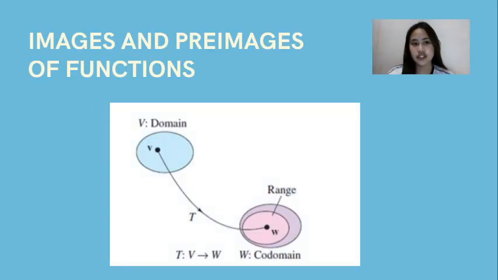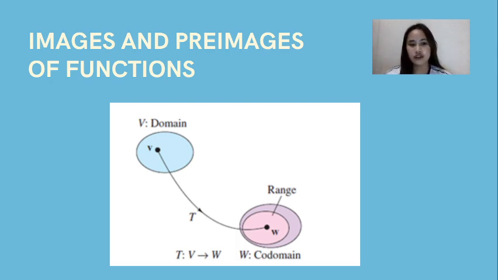Images and pre-images of functions. In this chapter, we will learn about the functions that map a vector space V into a vector space W. This type of function is denoted by T mapped from the domain set V to the codomain set W. As you can see in the figure below, the standard function terminology is used for such functions. For instance, V is called the domain of T and W is called the codomain of T.